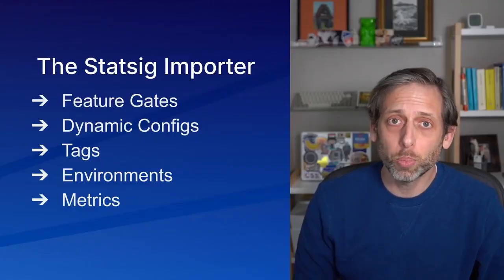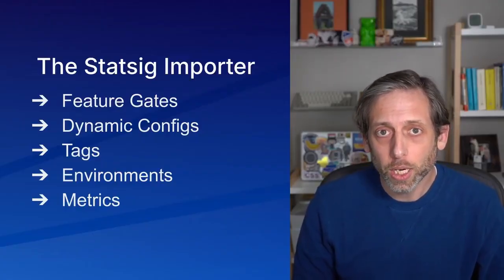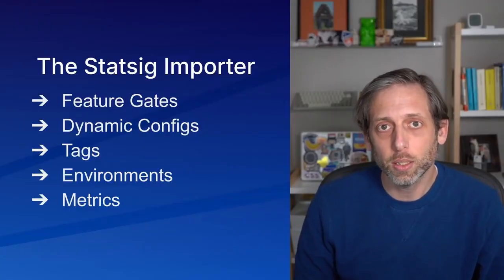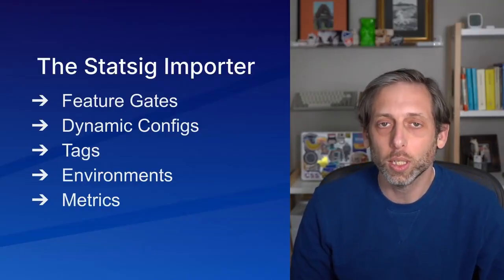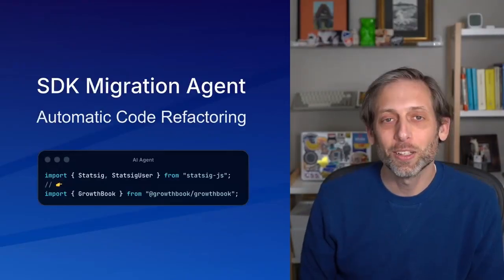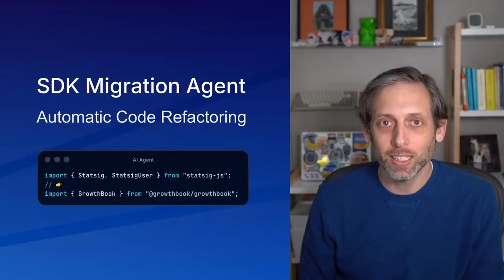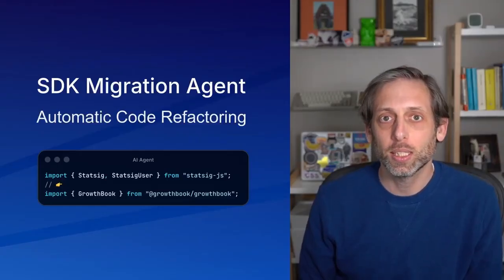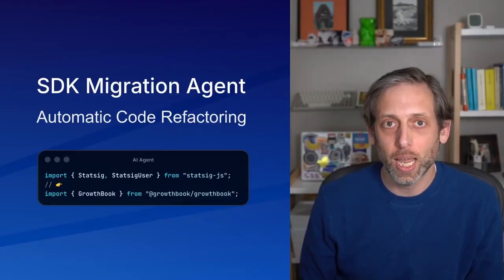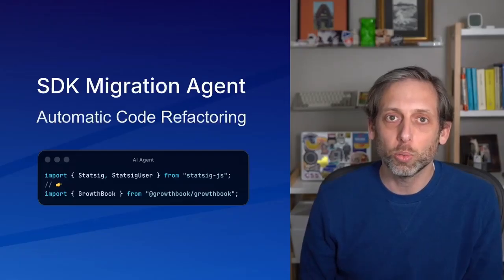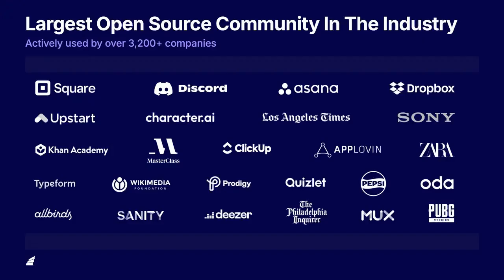First, our importer pulls over your entire configuration, including feature gates, dynamic configs, tags, environments, metrics, all in a single click. Second, we handle your code base. Our SDK migration agent scans your application and automatically refactors your Statsig SDK into GrowthBook's syntax. We've already helped massive organizations make this shift without missing a beat.